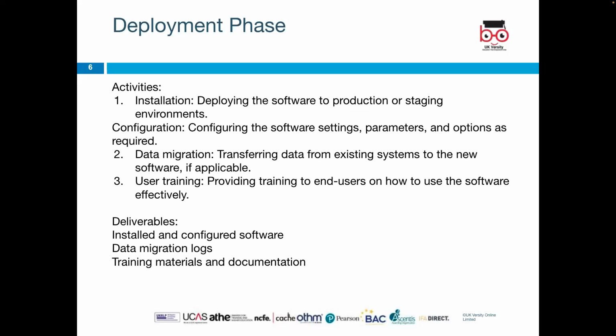So the user training, that is why when you download software online, it usually comes with a README. It usually comes with documentation for you to read so that you'll be able to understand what you are installing. So what are the deliverables? Installed and configured software, data migration logs, training materials, and documentation.